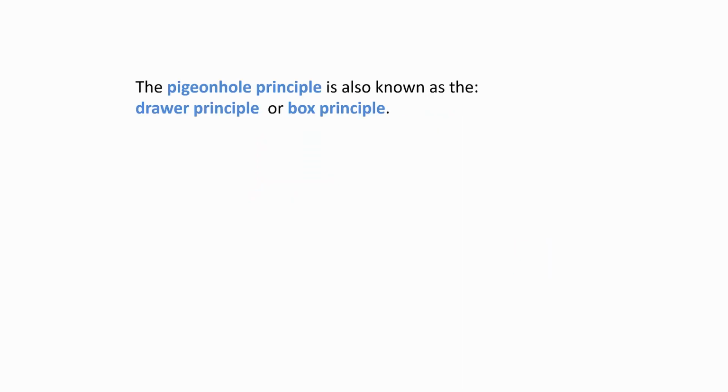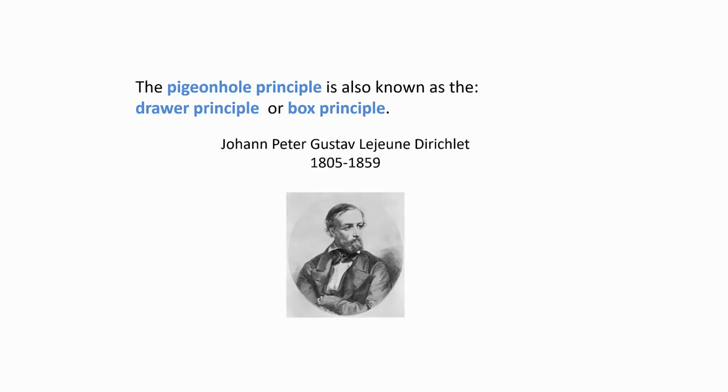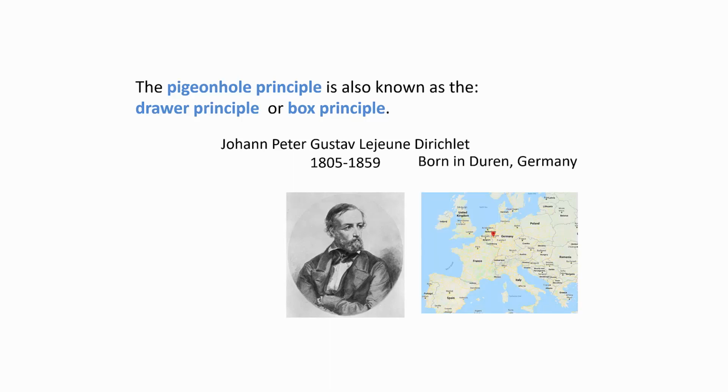The pigeonhole principle is also known under 2 other names, the draw principle and the box principle. It was developed by a German mathematician nearly 200 years ago, and his name is Johann Peter Gustav Lejeune Dirichlet. That's a mouthful, isn't it? And he was born in Düren, Germany, which was actually then a French empire of sorts. And his principle is actually very simple.